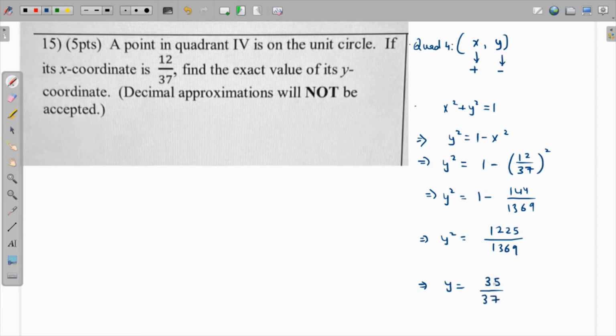But remember, like we said, the y coordinate has to be negative, because if we take the square root of both sides, basically we end up with plus and minus, and we know that y is negative, so that's why we place a negative sign over here to give the exact value of its y coordinate.